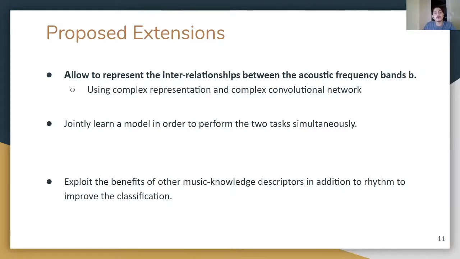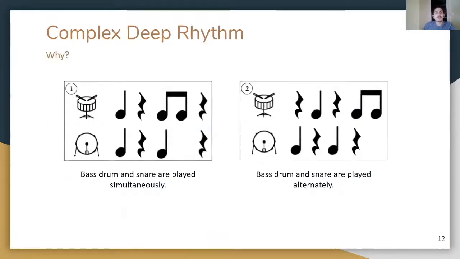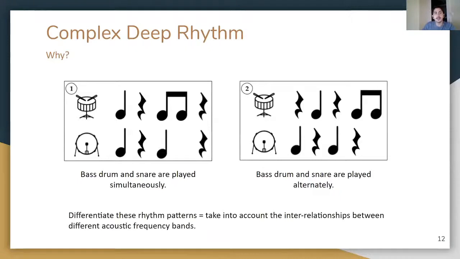To do so, we propose the use of a complex representation as input of a complex convolutional neural network. So given 2 different rhythm patterns, we can notice that for the first one, bass drum and snare are played simultaneously, and for the second one, they are played alternately. In our HCQM representation, those 2 patterns are considered the same since the HCQT of each acoustic frequency band is computed individually. To differentiate those patterns and allow a better tempo estimation, it is important to take into account the interband relationships.